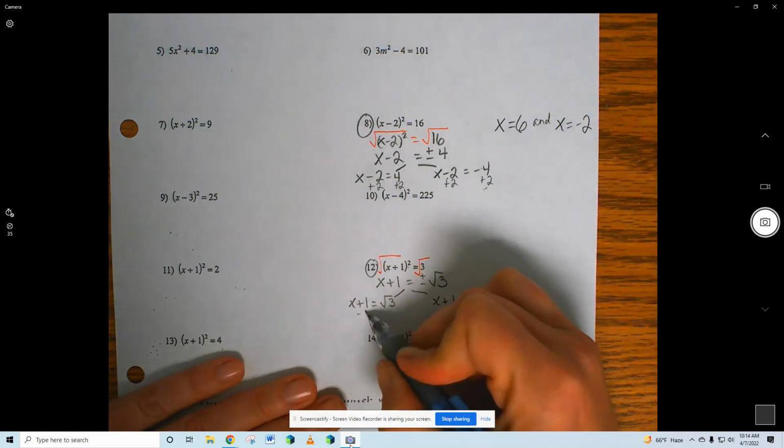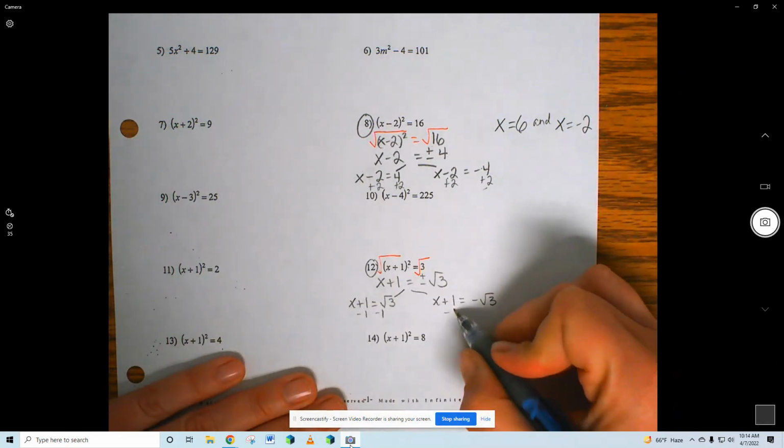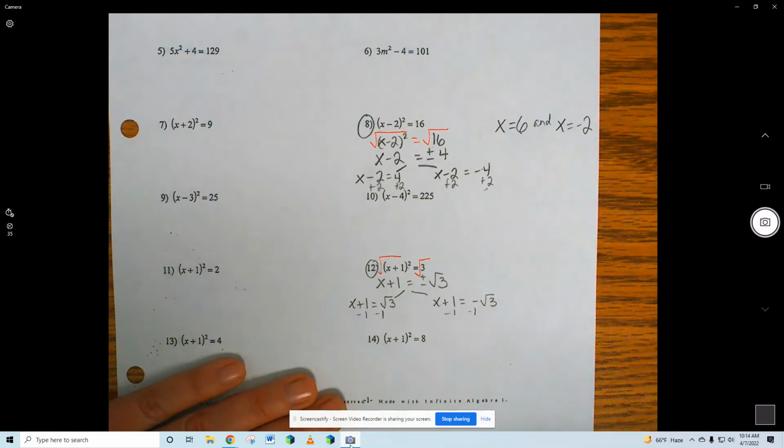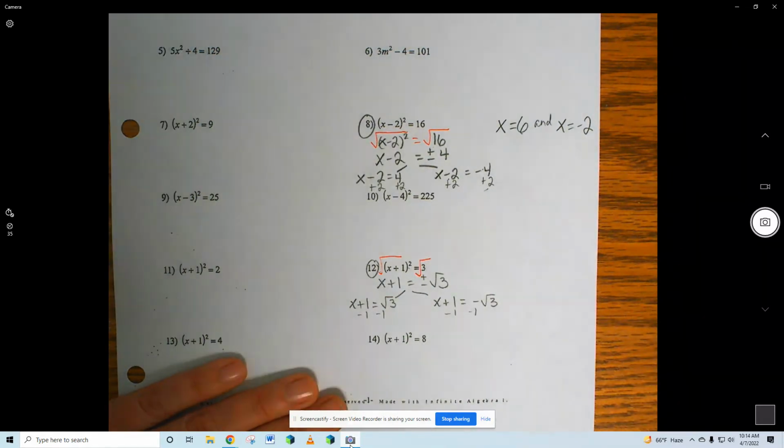And then here's how this works. I'm going to subtract 1. However, I don't put it after the square root. I put it before. And this is new. You've never seen this before.